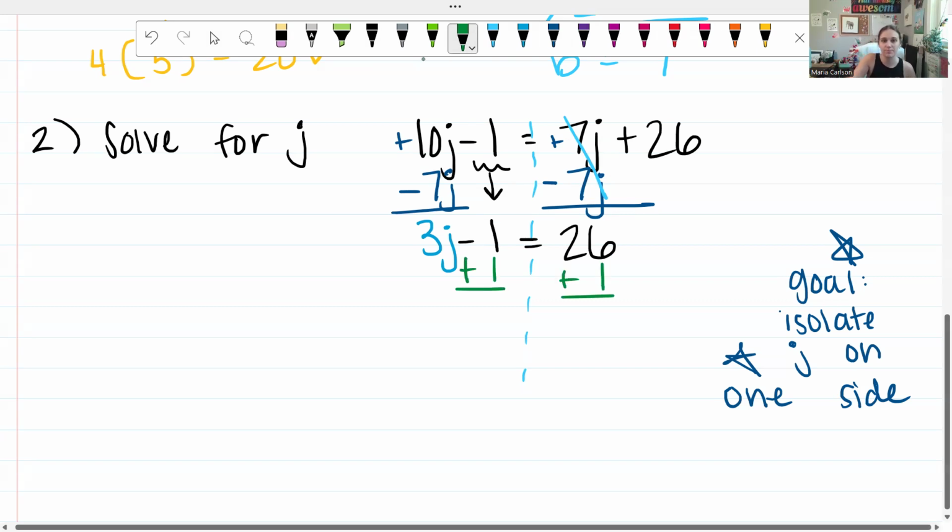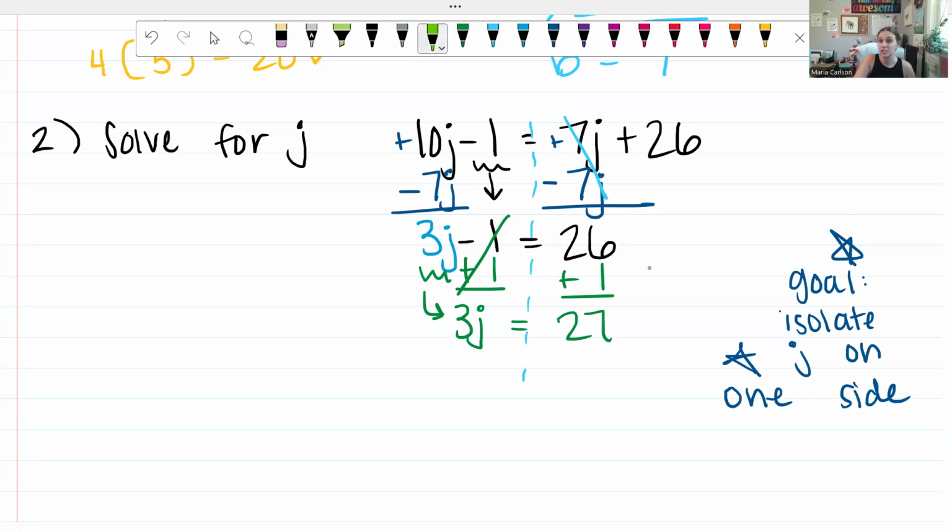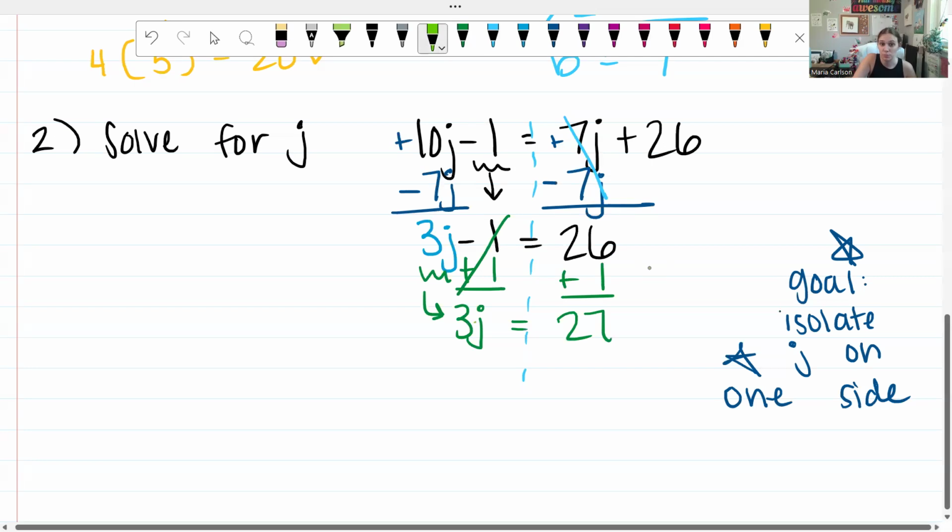Undo that subtraction. Negative 1 plus 1 cancels out, which is great. And we are left with just 3j. So we have 3j is equal to 26 plus 1 is 27. Now our last step to get j all by itself is to undo the multiplication that's happening here. So I'm going to divide both sides by 3. The 3 over 3 will cancel, leaving us with just j is equal to 27 divided by 3, or 9.